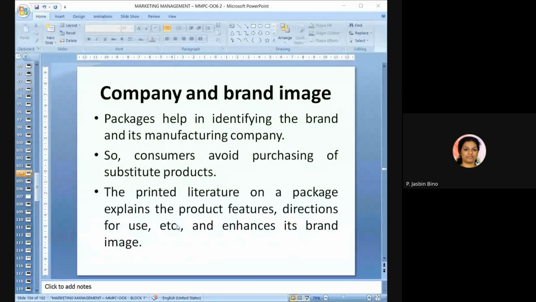Next one, company and brand image. Normally packages help in identifying the brand and the manufacturing company also. Consumers normally avoid purchasing substitute products. If there are some duplicate products, consumers will be aware of that because of the packing. The printed literature on the package explains the features of the product and directions on how to use it, and normally enhances the brand image of the product also.